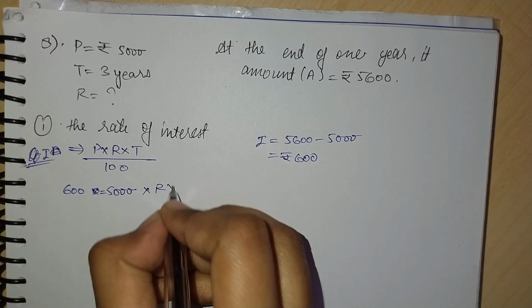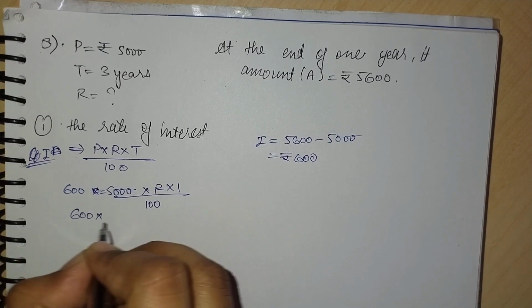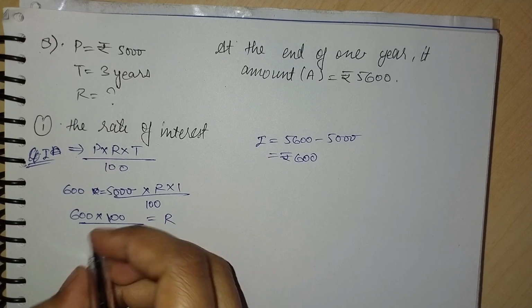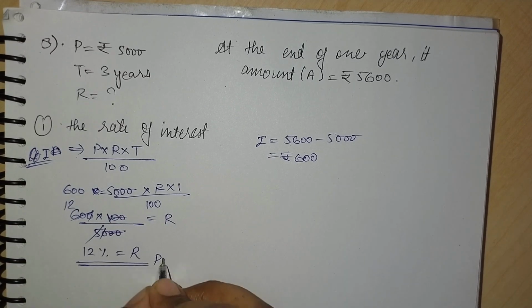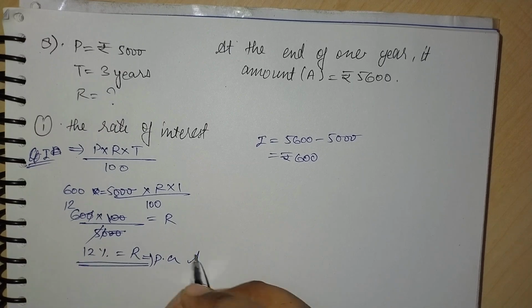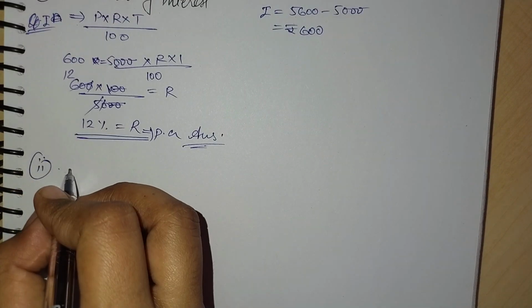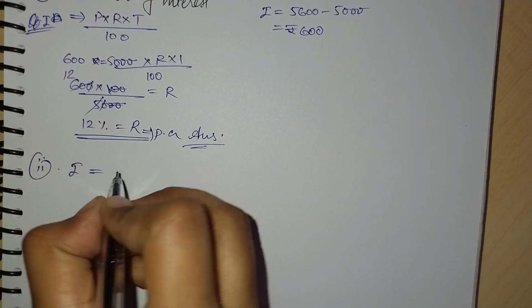so we will get 600 into 100 divided by 5,000 equal to rate. So this is equal to 12% per annum. Now the second part is the interest occurred in the second year. So we will find the interest for the second year.